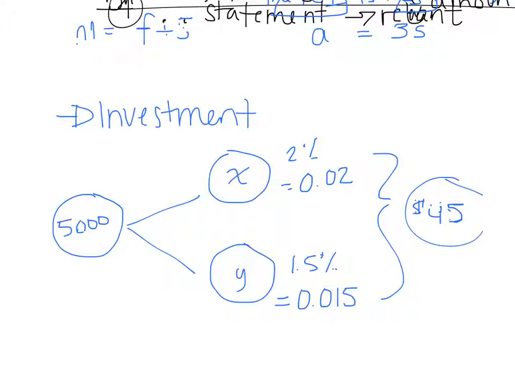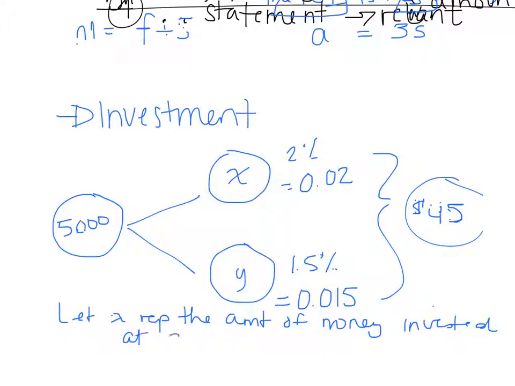Okay, so let X represent the amount invested at 2% interest, the amount in dollars. When you're writing out your let statements, make sure you're specific. Let X represent the amount of money invested at 2% interest in dollars. That's an example of a let statement for this type of question.